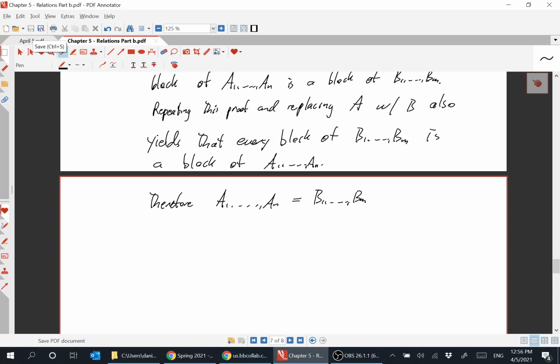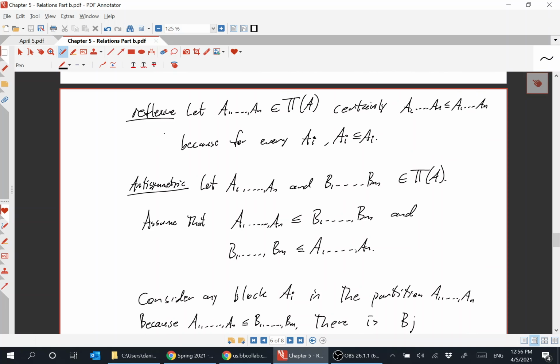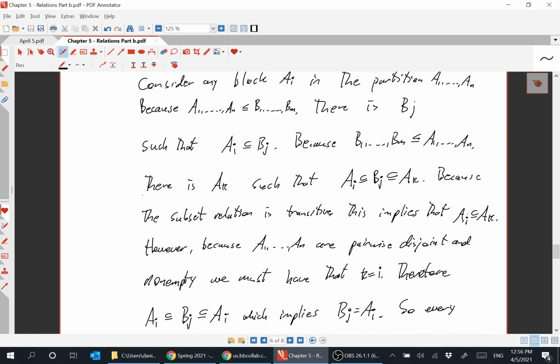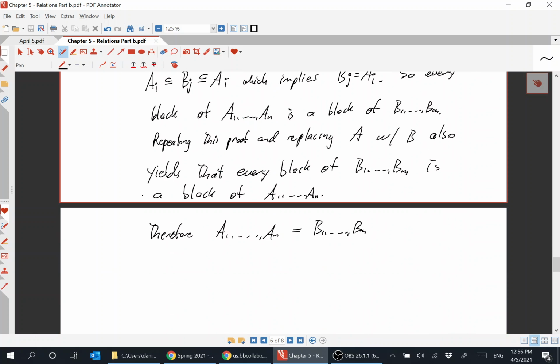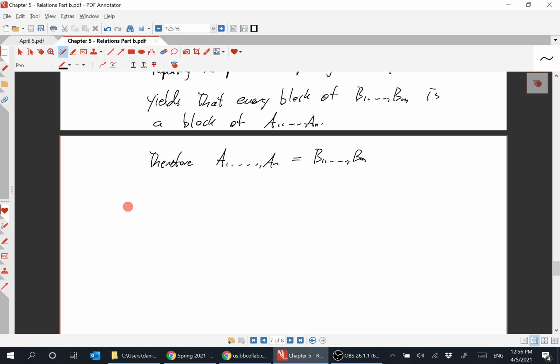So non-trivial. I mean, that took a whole page to say. This is anti-symmetry for the partition lattice. And now we're not done. We still need to do transitivity. And transitivity is easier, actually.